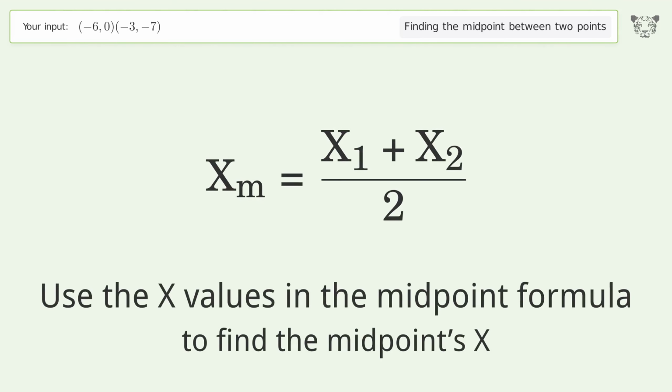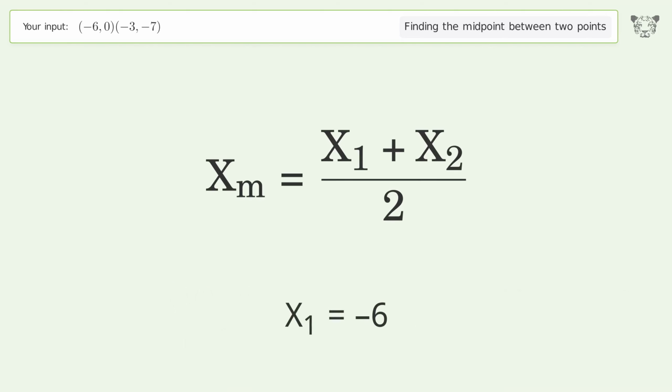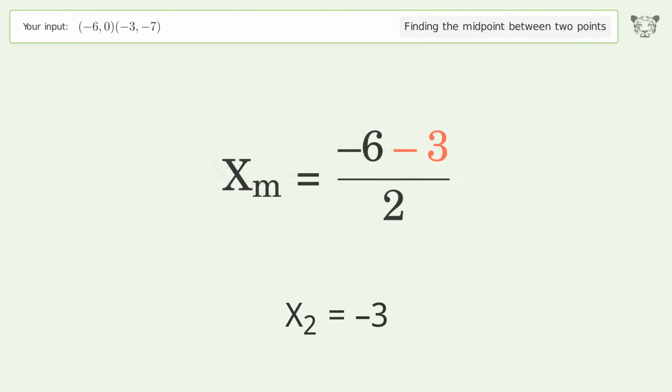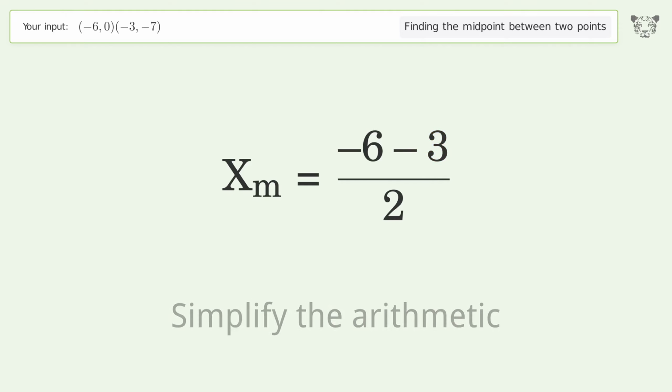Use the x values in the midpoint formula to find the midpoint's x. x1 equals -6. x2 equals -3. Simplify the arithmetic.